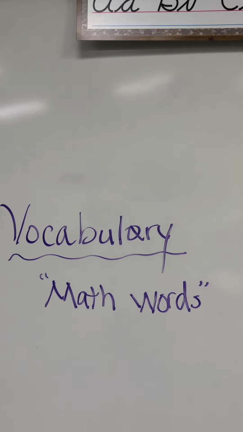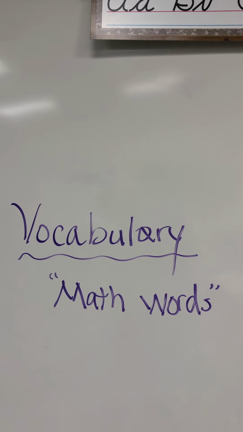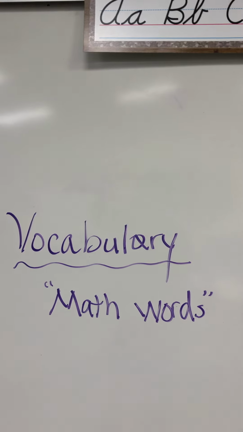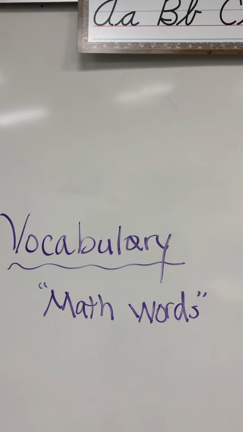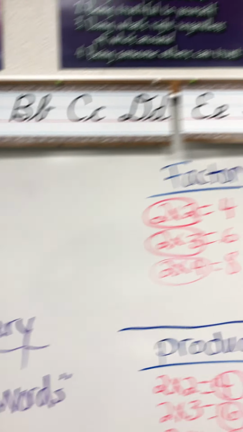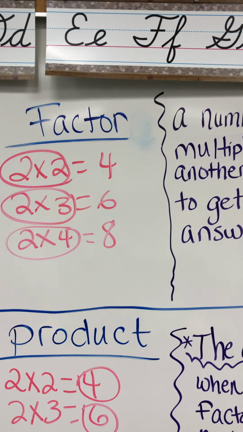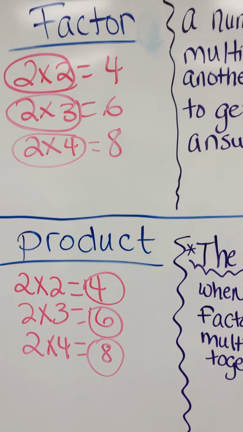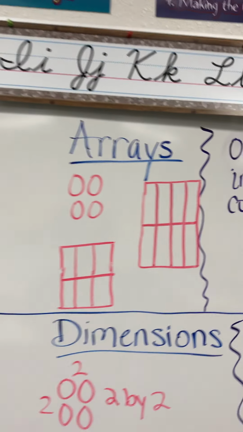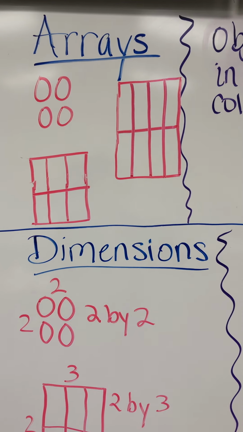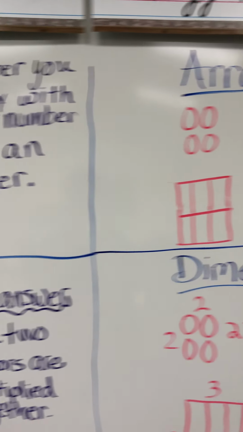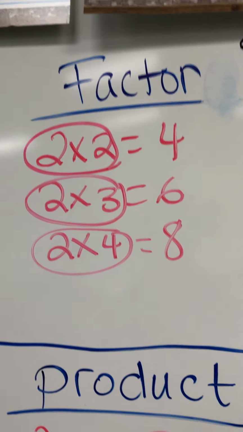Today we are talking about, if you said vocabulary, you are spot on, or as I like to call them, math words. All right, we have the word factor. We also have product. Over here to my right, we have arrays. And finally, dimensions. All right, let's slow it down a little bit and talk about each one.